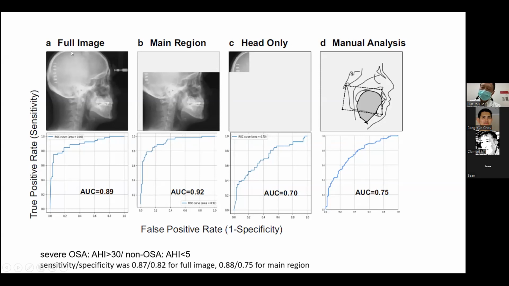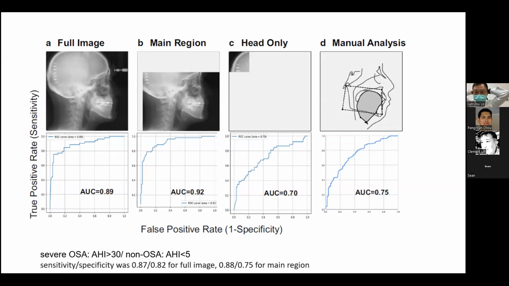Another thing we can know from this study is that giving the full image to the computer is better than giving only the main region. Although the AUC is 0.89 for the full image and 0.92 for the main region, comparing the specificity and the sensitivity, if we give the computer the full image as input, we can get a higher specificity and sensitivity, almost 0.9.